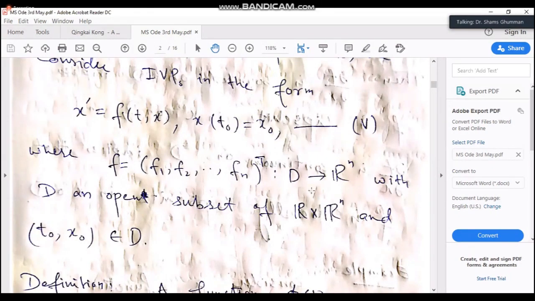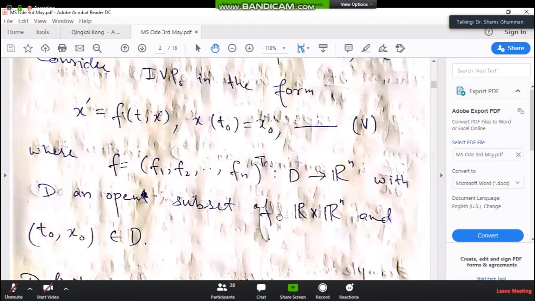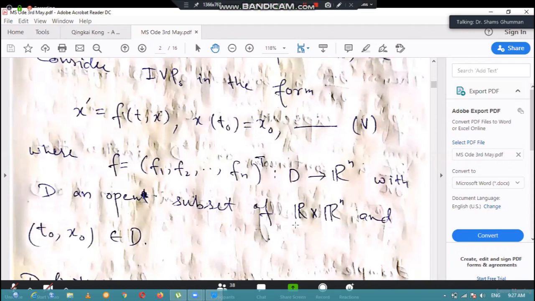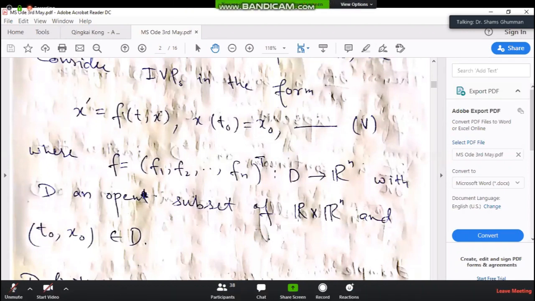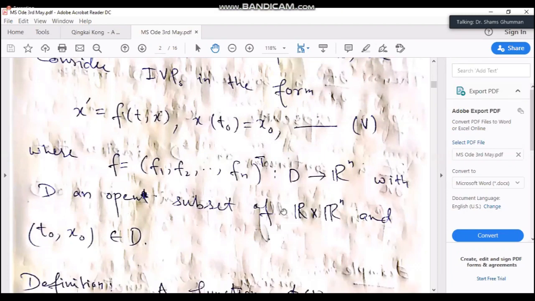Next we have the definition of the solution. A function phi of t is said to be a solution of the initial value problem if phi of t is differentiable in an interval j containing t0, such that t, phi of t belongs to d and phi prime is identical to the right hand side. If we put the phi in the given differential equation, the first order differential equation, the initial value problem, then it is satisfied. So this is the definition of the solution of the initial value problem.